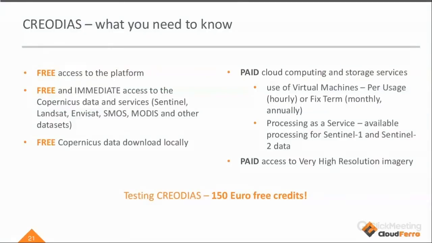So as a summary of the CREODIAS platform, here just a couple of words on what you need to know. So access to the platform is completely open and completely for free. You only need to be a registered user to access the platform and to use, for example, user tools such as EO Finder and EO Browser. You have free and immediate access to the Copernicus datasets and services. So you look for the datasets, you get the datasets, you can order the datasets immediately. And of course, downloading of the datasets locally, so to your computer, is completely for free.